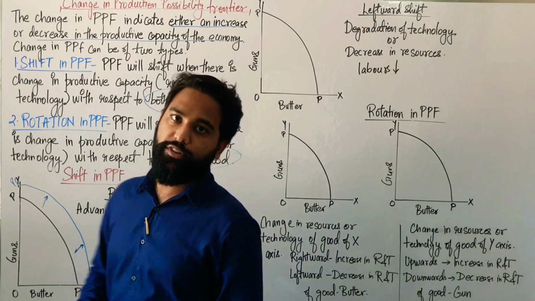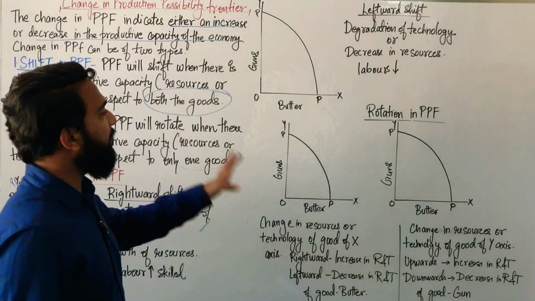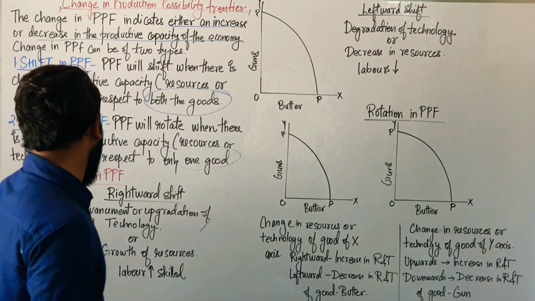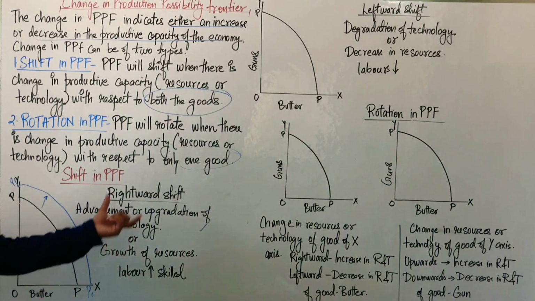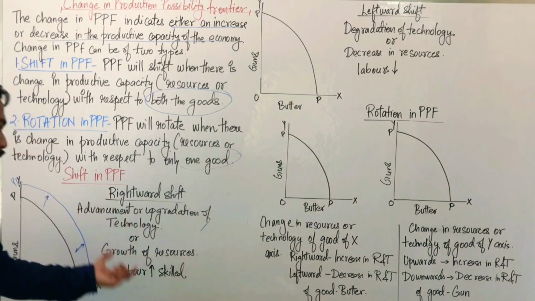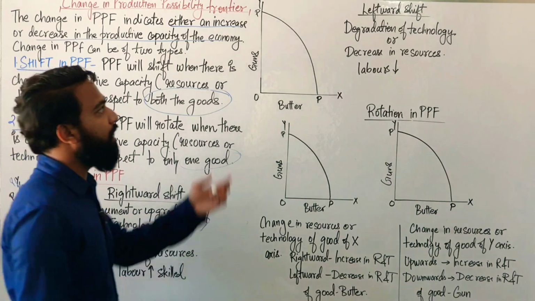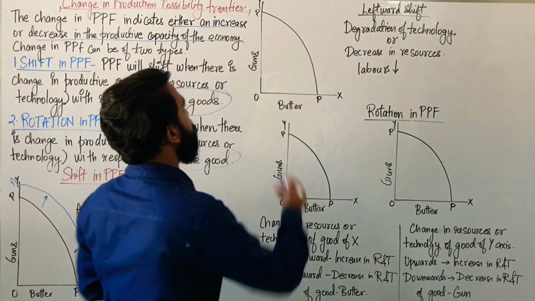Let's come to the leftward shift. Let's talk about the leftward shift. Here we saw there is a rightward shift in the PPC which indicated the advancement or upgradation of technology, growth in resources and skills of the labor. But what if there is a leftward shift?